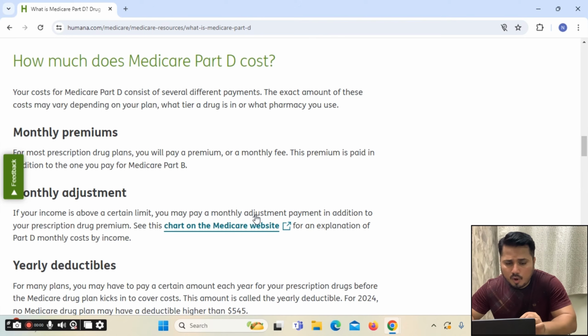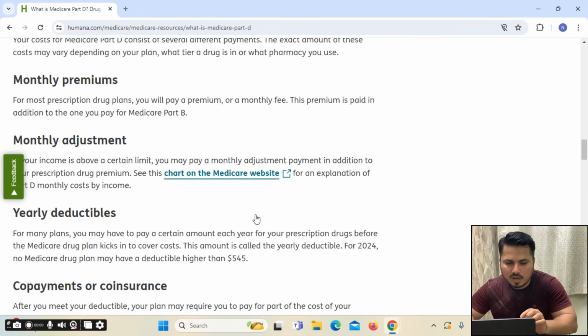How much does Medicare Part D cost? Your cost for Medicare Part D consists of several different payments. The exact amount of this cost may vary depending on your plan, what tier a drug is in, or what pharmacy you use. Monthly premium. For most prescription drug plans, you will pay a premium, or a monthly fee.